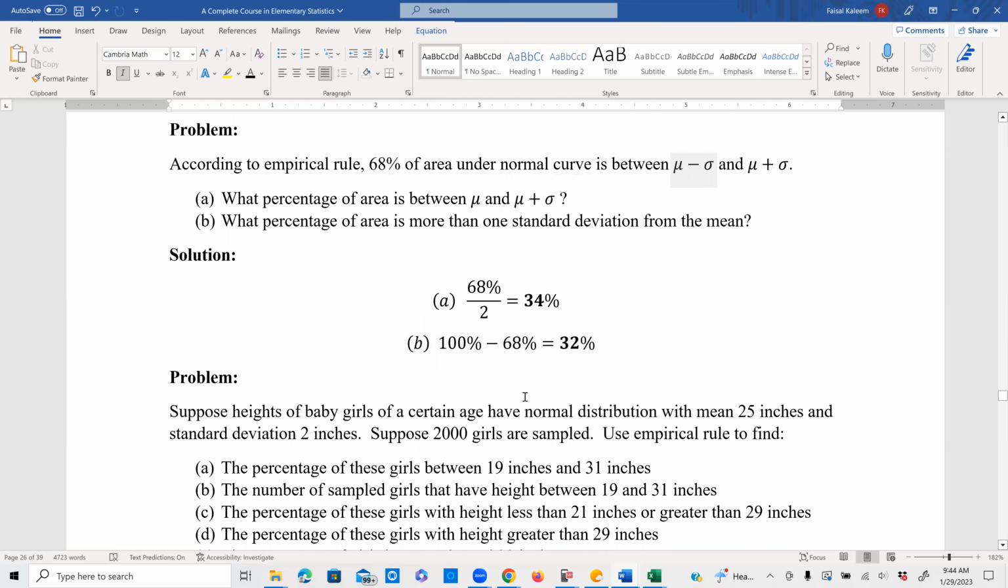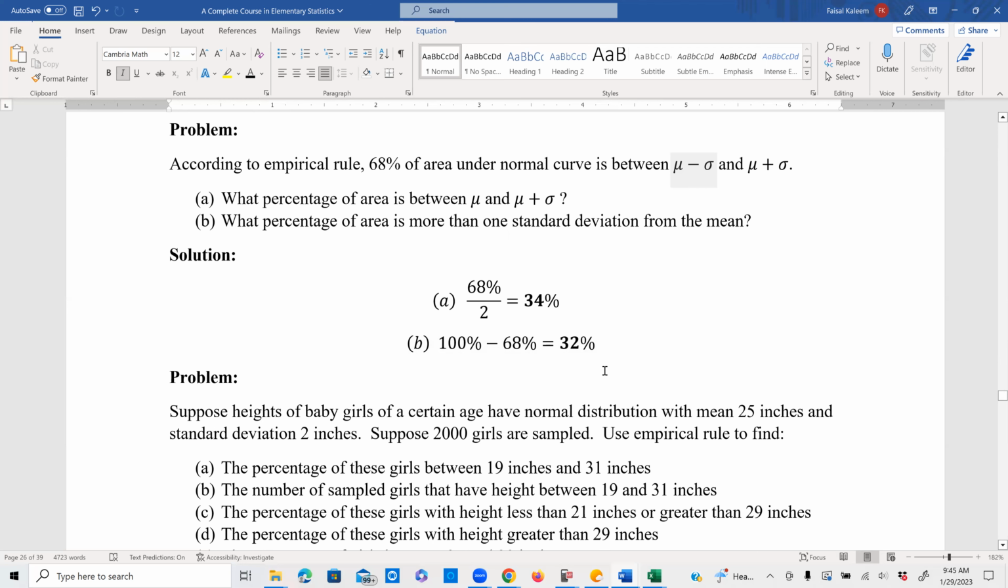Suppose heights of baby girls of a certain age are normal with mean 25 inches, standard deviation 2 inches. Suppose 2,000 girls are sampled. Use the empirical rule to find the percentage of girls between 19 inches and 31 inches. First we will change 19 and 31 into z-scores, and the z-score tells us how many standard deviations. Since we have to use the empirical rule, we have to know how many standard deviations we are talking about.